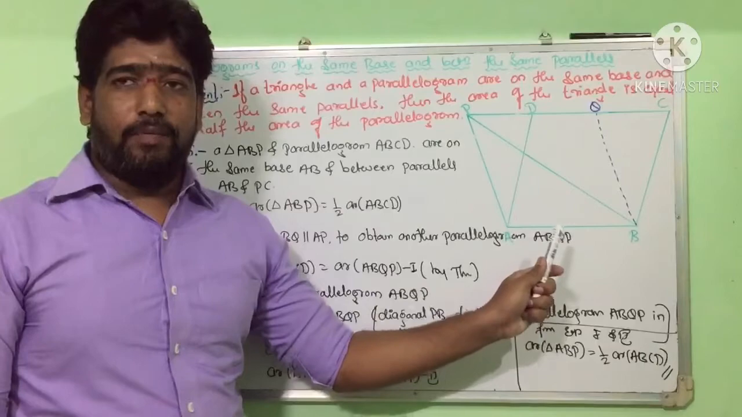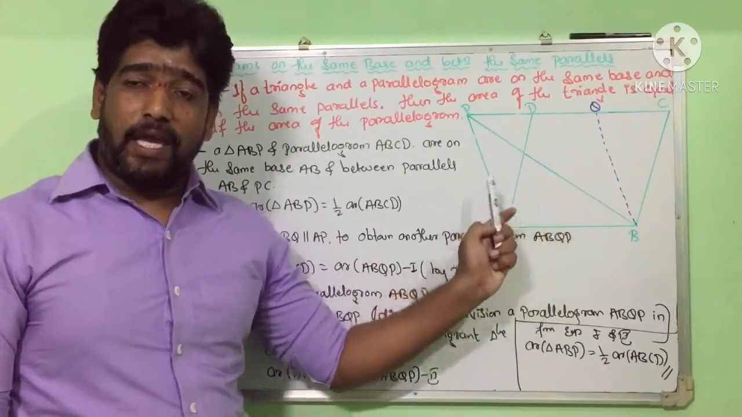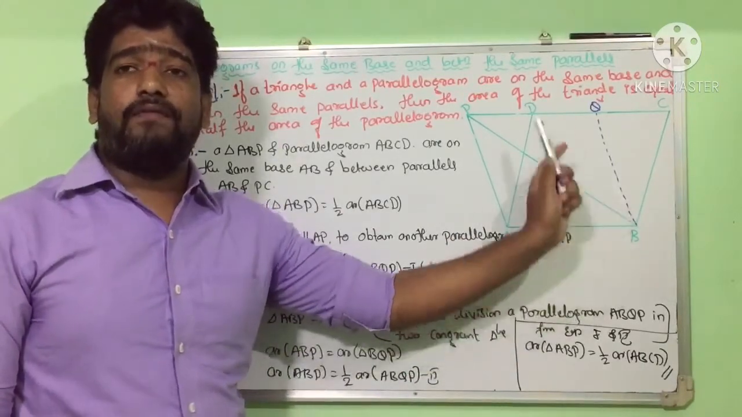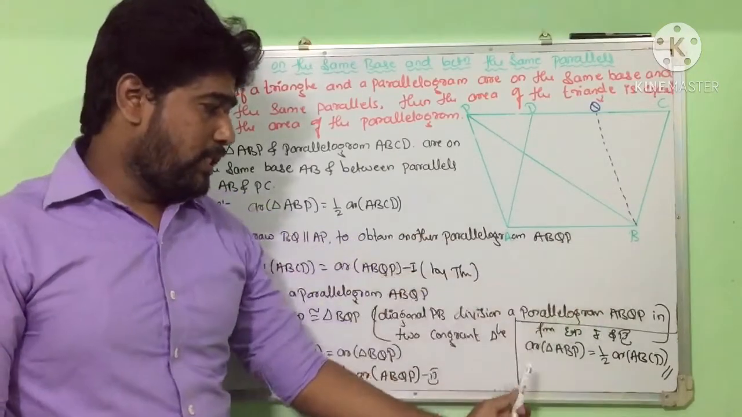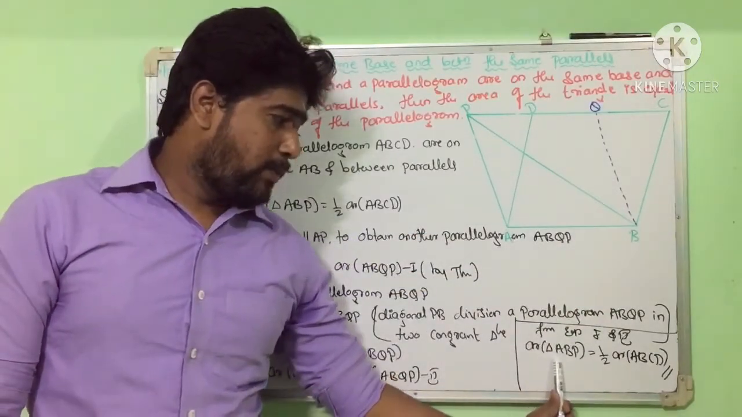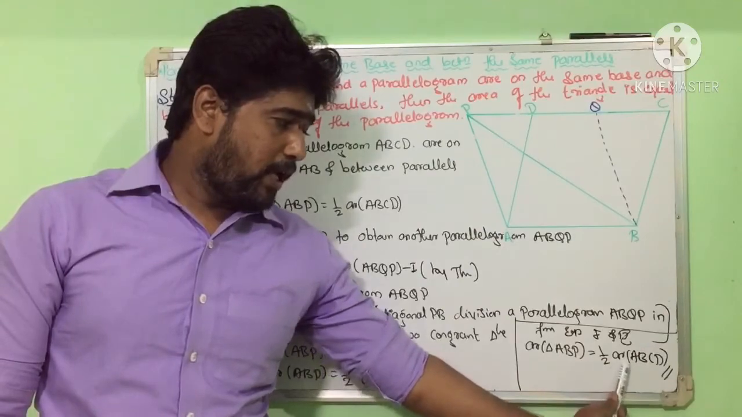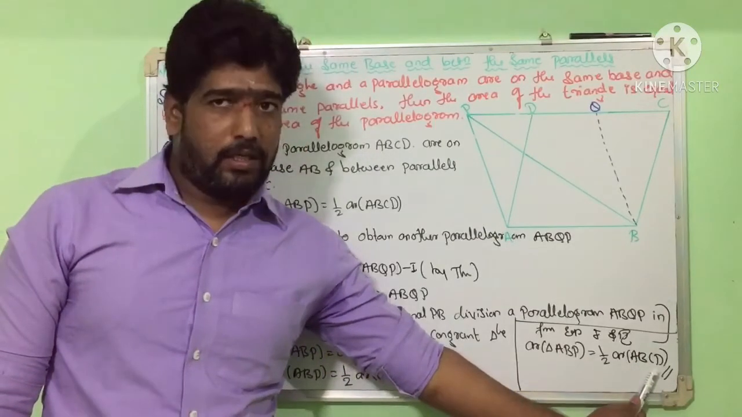So the theorem states that if a triangle and a parallelogram are on the same base and between the same parallels, then the area of the triangle is equal to half the area of the parallelogram. Is it clear? See here, area of triangle ABP is equal to half of area of ABCD. Is it clear?